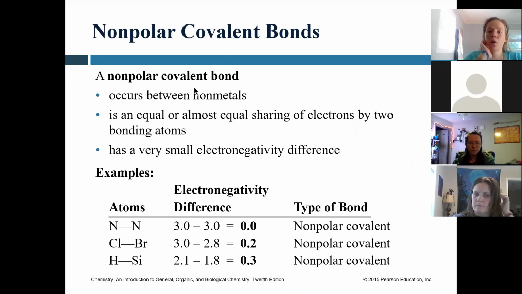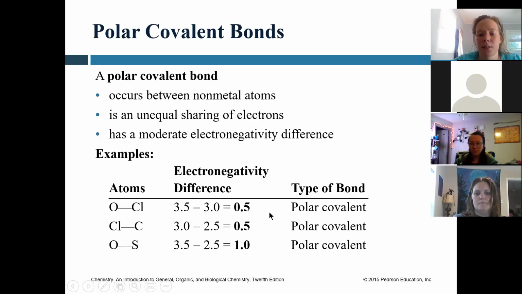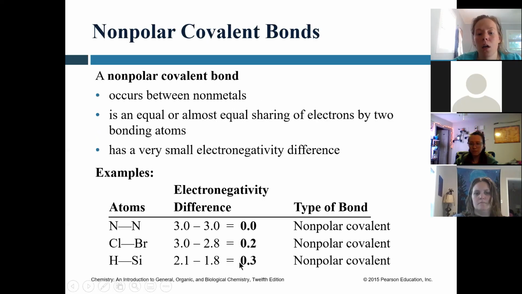As far as nonpolar covalent bonds, a nonpolar covalent bond occurs between two nonmetals because they're sharing, which makes it covalent. They have an equal or almost equal sharing of electrons because their electronegativity difference is very small. Usually the cutoff, though some slides are different, I believe is 0.4. So if the difference in electronegativity is 0.4 or less, we would say it's a nonpolar covalent bond, because their electronegativity is almost the same. They're just going to share them.